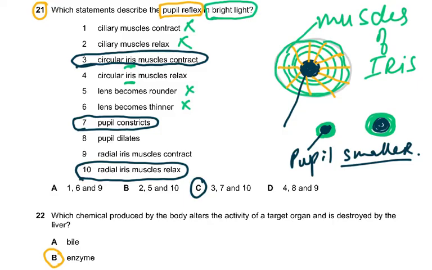Now, if we said the other way around, in dark, then it would have been the other way around. Instead of 3, you would have said 4: circular muscles relax. Instead of 7, you would have said 8. And instead of 10, you would have said 9. So if I change this MCQ to dark instead of bright light, it would be 4, 8, and 9. So I've changed the same question and pointed out two possible answers which could have come in this.